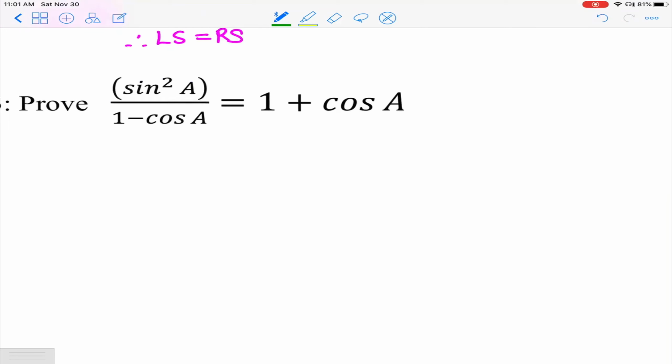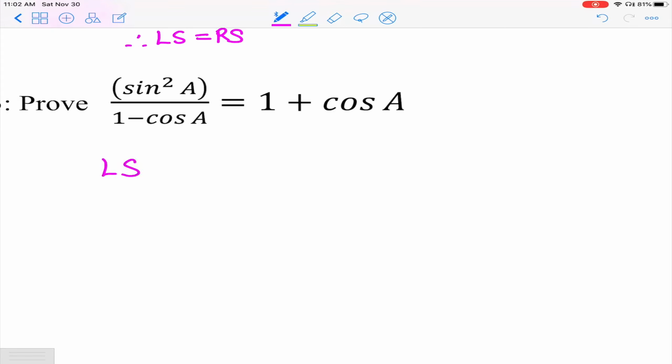Now the next one we have is sine squared a over 1 minus cos a equals 1 plus cos a. If you take a look at this one, it depends on which side you're going to choose. However, I will choose the left side because it has a square, has two terms in the denominator, has the fraction, compared to just the simple two terms on the right side. So to me, it looks more complicated. It means you have more tools, more things that you can actually change around. So let's actually try that.